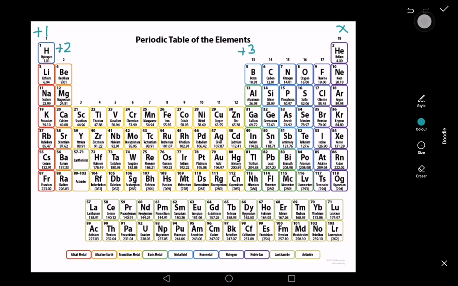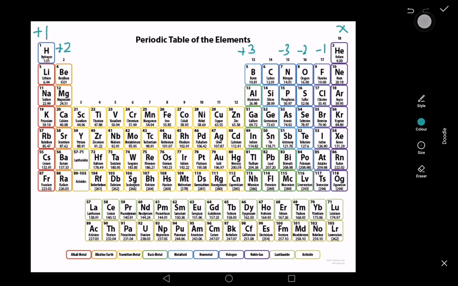Next, we move to the non-metals. We have fluorine, group 17. They have 7 valence electrons. They need another 1 electron to be stable. So this means group 17 elements will produce a negative 1 charge ion. Group 16, negative 2 charge ion. Group 15, negative 3 charge ion. For group 14 exceptions, we're not going to discuss that.